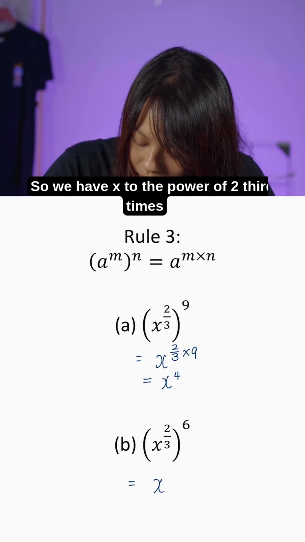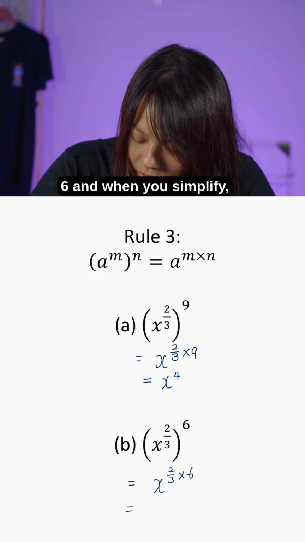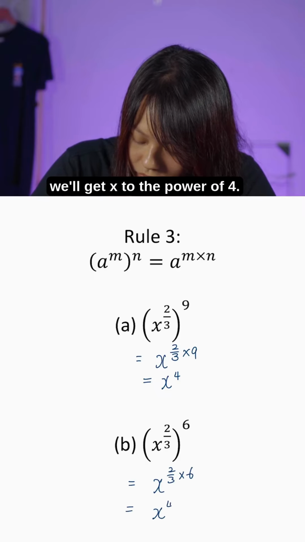Now let's look at the next example. So we have x to the power of 2 over 3 times 6, and when you simplify, we'll get x to the power of 4. So that's it.